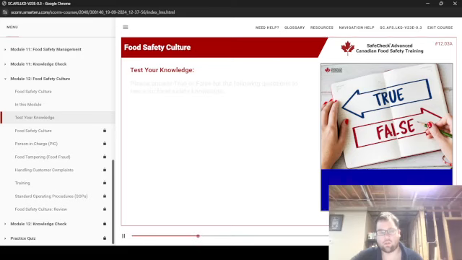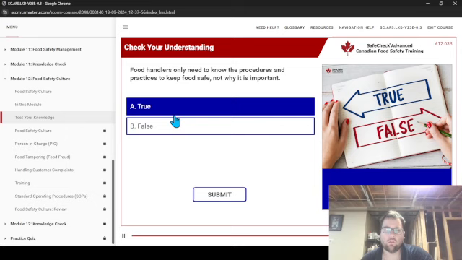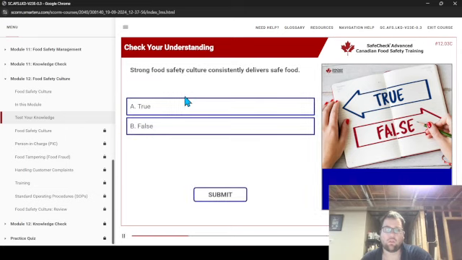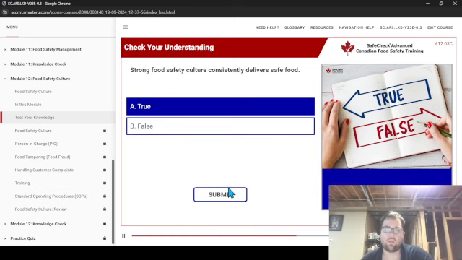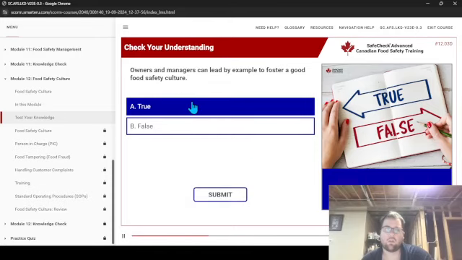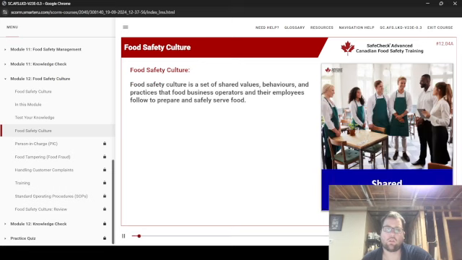Before we go on, please answer. Food handlers only need to know the procedures and practices to keep food safe, not why it is important. True or false? Correct. Strong food safety culture consistently delivers safe food. True. Correct. Owners and managers can lead by example to follow. Correct. A food safety culture is.